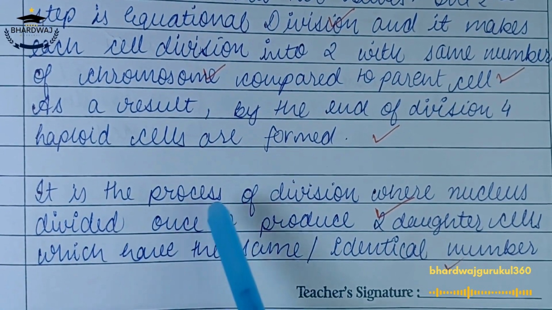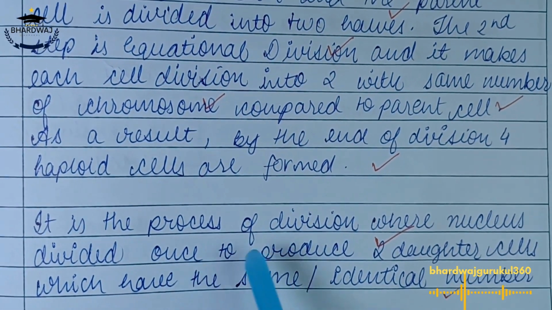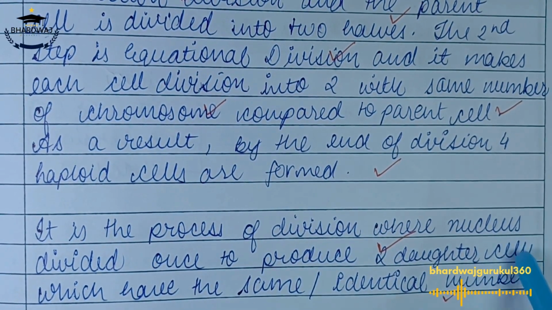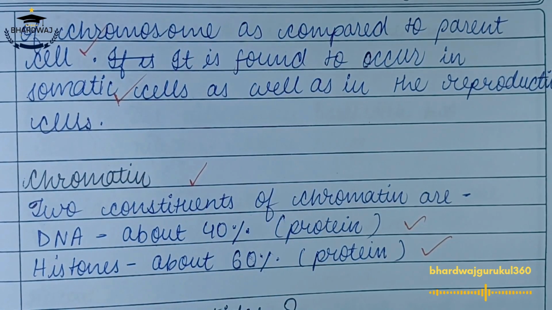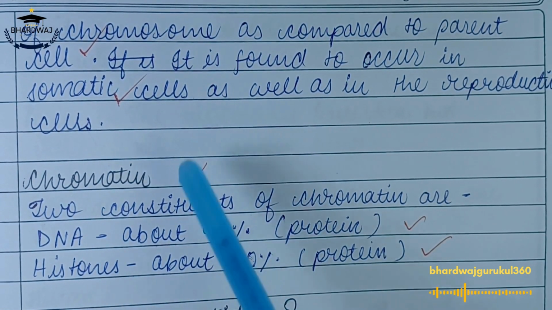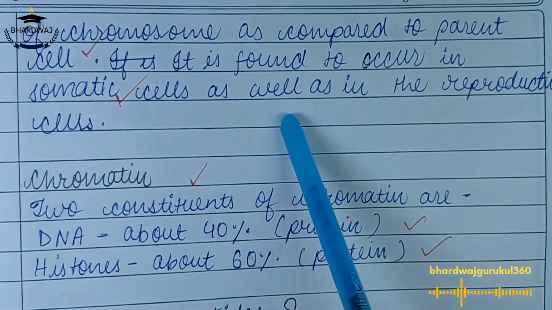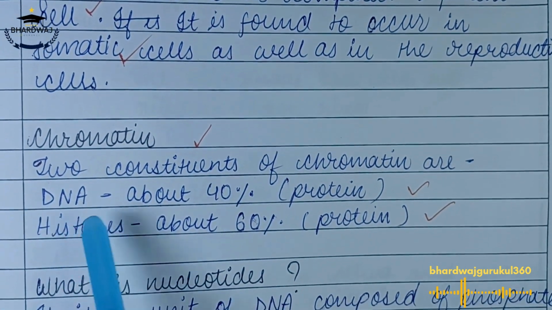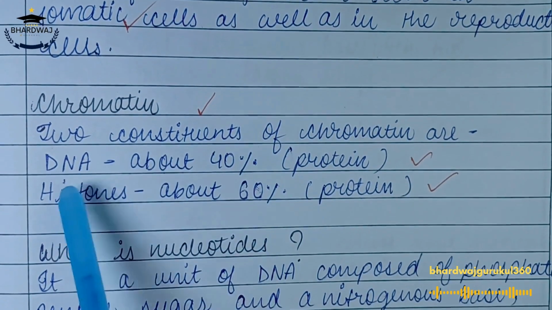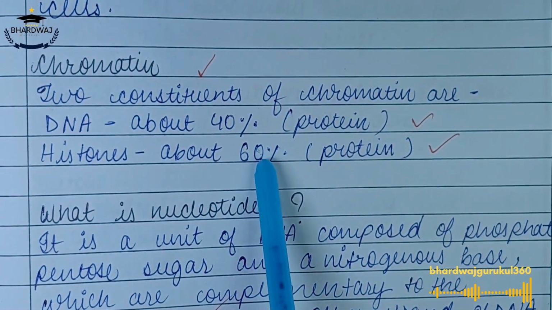Mitosis. It is the process of division when the nucleus divides once to produce only 2 daughter cells which have the same or identical number of chromosomes as compared to the parent cell. It is found to occur in somatic cells, that is the body cells, and in the reproductive cells also. Chromatin. 2 constituents of chromatin are DNA about 40% and histone about 60%.